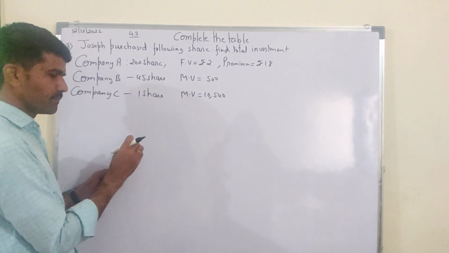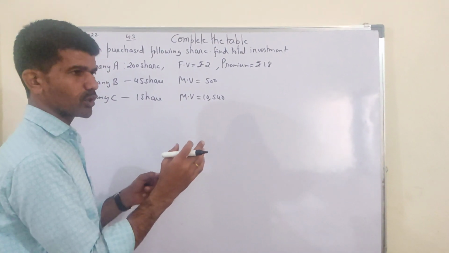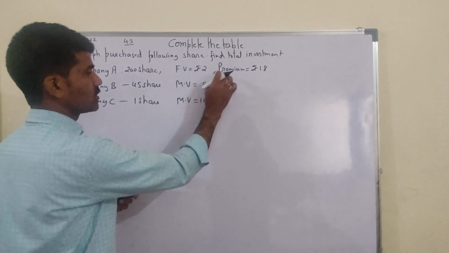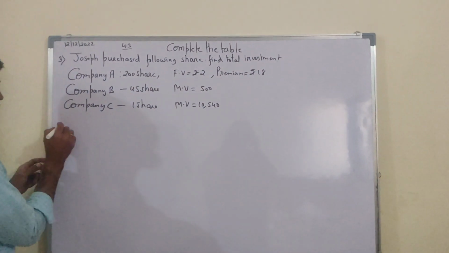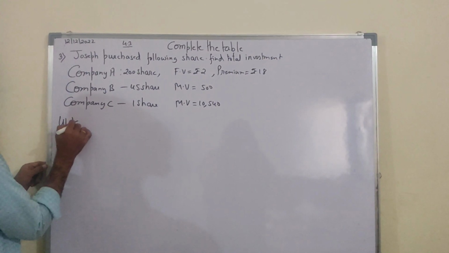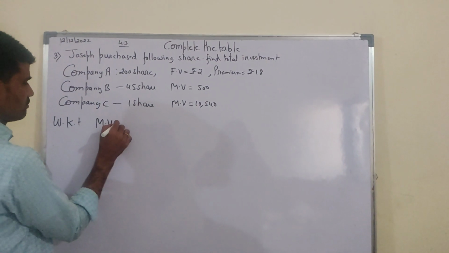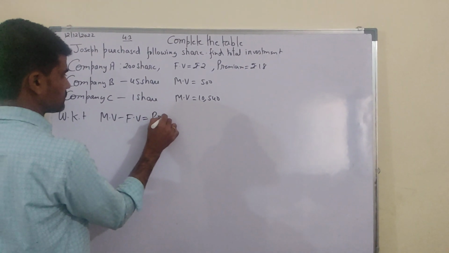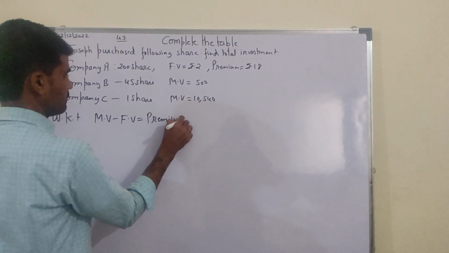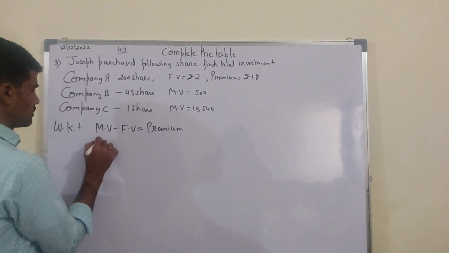If I want to find the total sum invested in Company A, the answer will be number of shares into market value. Face value has no importance here. Market value is not given, but premium and face value are given. We know that market value minus face value equals premium. This is one formula. Market value we don't know.